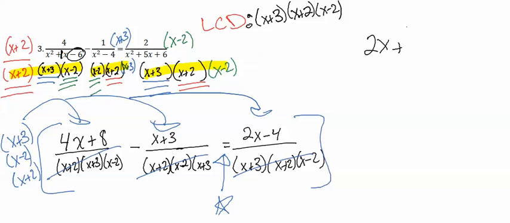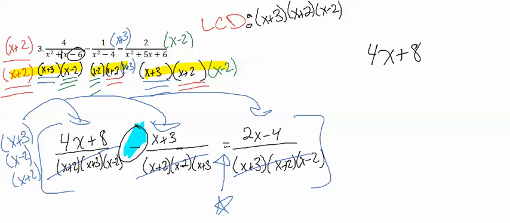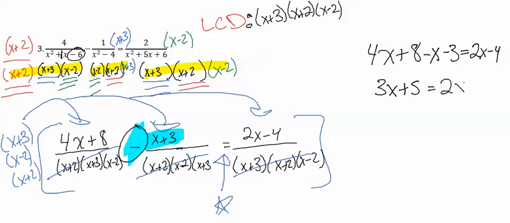Now the thing I want to point out in this equation is it has a subtraction sign right here, you'll notice. That means you have to distribute it to both those terms. So it's going to be negative x minus 3 equals 2x minus 4. So we're going to get 3x plus 5 equals 2x minus 4. X equals negative 9.